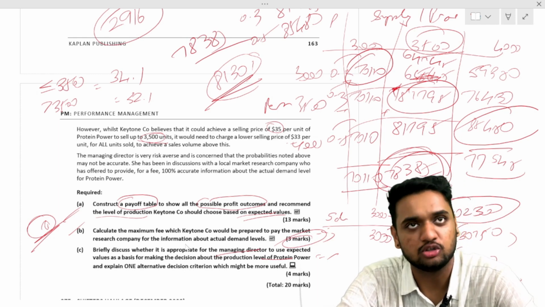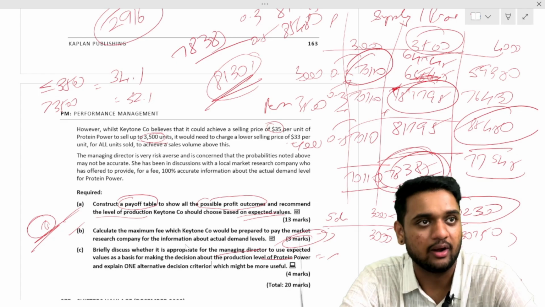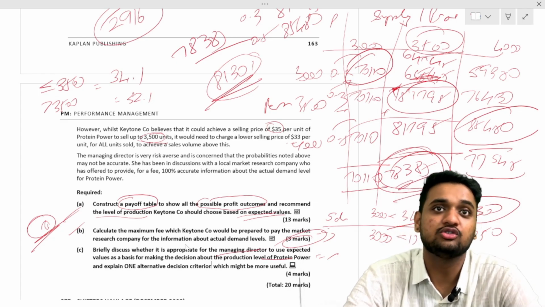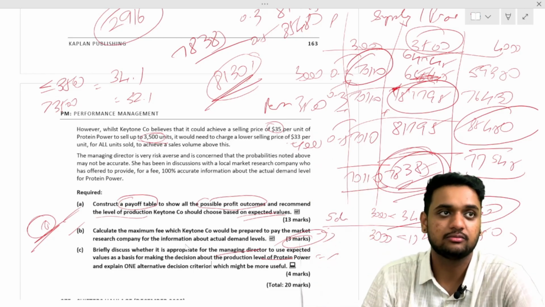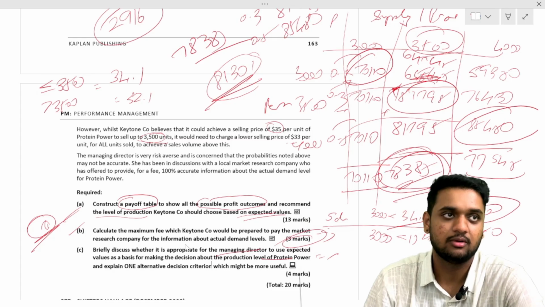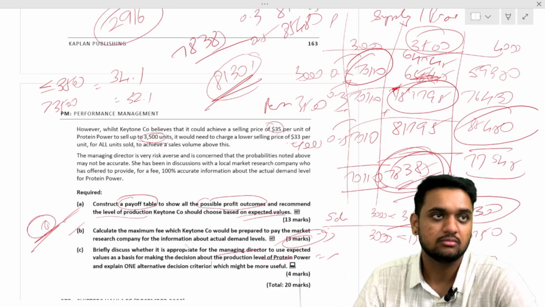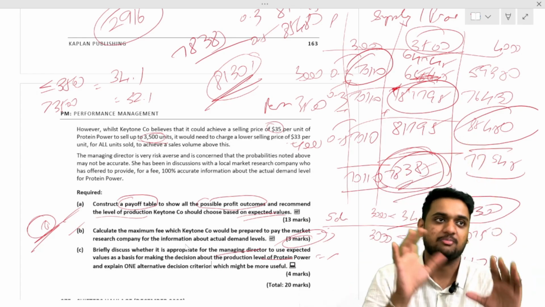Minimax regret. That also is mostly for a risk averse person. Minimax regret is about whether you choose the maximum regret or minimum regret. You want to regret the minimum or you want to regret more? Minimum regret. So for every production level, you will find how much maximum we will regret.